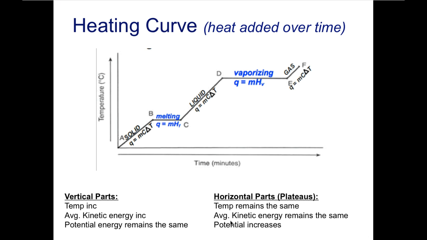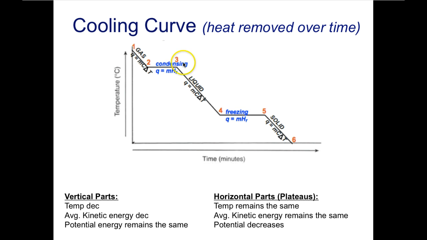The one thing you need to remember is that when you're looking at a heating curve, all of these different plateau pieces have different equations that go with them. So in your vertical parts, so the parts where your temperature increases, your average kinetic energy increases, but your potential energy is going to remain the same. On the horizontal part, your plateaus, the temperature is going to remain the same. The average kinetic energy is going to remain the same, but your potential energy is going to increase. So that's another way that we could assess and ask you questions about a heating curve.